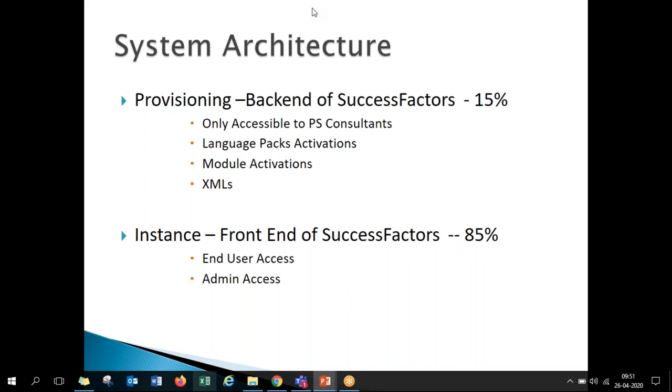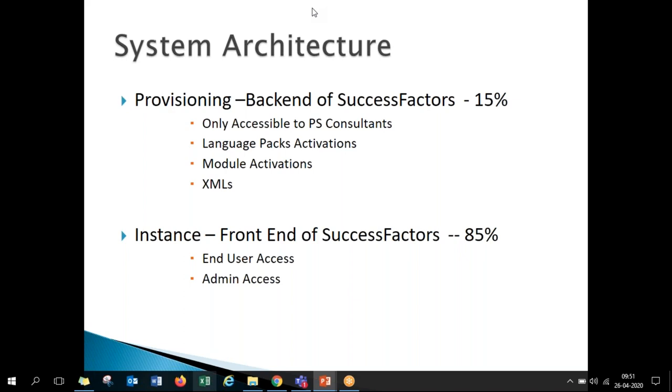If you are not certified, even if a company hires you, they should also hire some other certified consultant to run a project. At least one certified consultant should be there to run a project, because we need provisioning access. Only a certified consultant will get the provisioning access. Taking his ID, we have to do some configurations. Only having instance access, configurations will not complete. That is a way. Okay, so these are the two different systems.